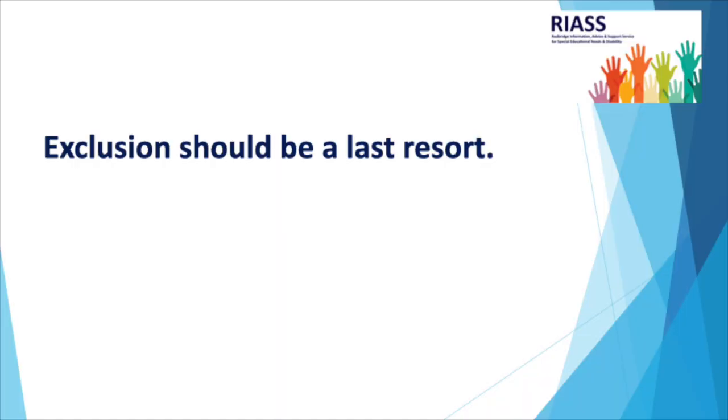In some cases, excluding a student for behaviour relating to their disability could be discrimination. Exclusion should be a last resort. Under the Equality Act 2010, schools must make reasonable adjustments for disabled pupils. For example, the school might change its behaviour policy so it doesn't treat disabled pupils in the same way as any others by punishing them with an exclusion.